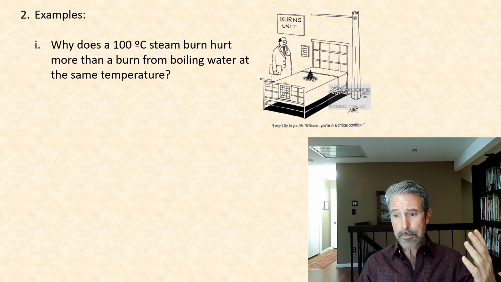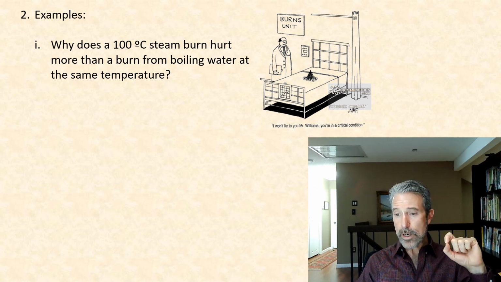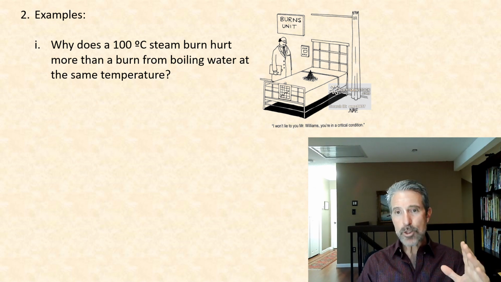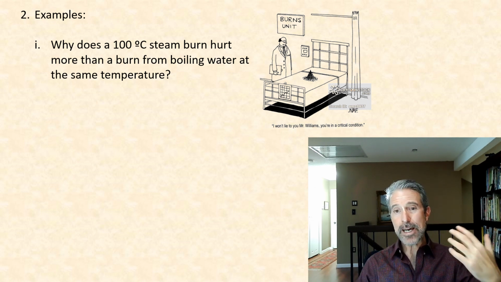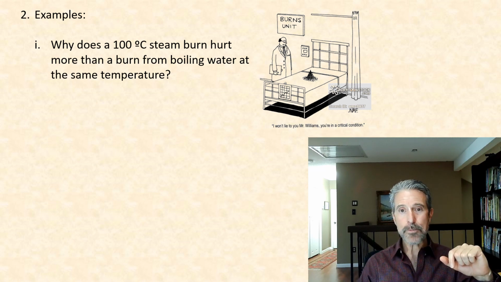So when those steam molecules come in contact with your skin, they are going to, at a much lower temperature, condense, meaning they are going to turn from a gas back into a liquid. And when they do so, they will transfer that latent heat of vaporization to your skin, causing a much more severe burn than just the liquid water molecules would cause.